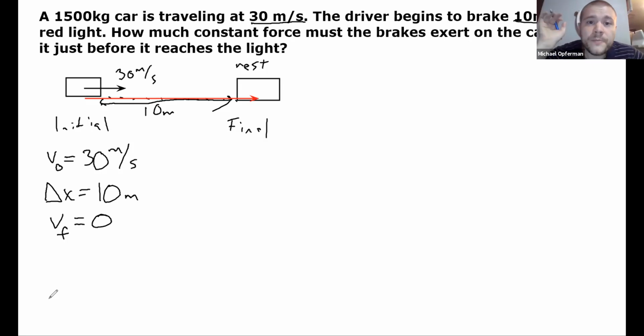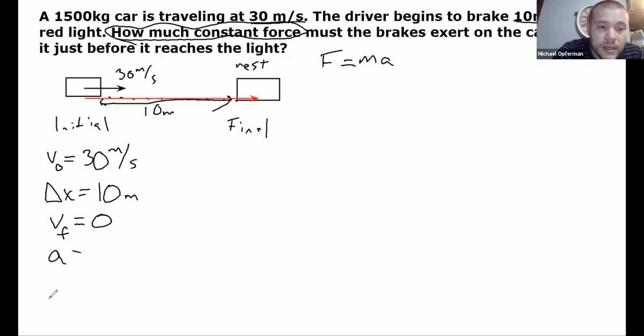Step 4, what is my unknown that I'm solving for? Okay, so what I want is how much constant force has to be applied to the car. So force is not one of the kinematic variables, so that might confuse me for a second. But then I say to myself, wait a minute, F equals ma. So if I can find the acceleration, I can find the force. So that means my unknown is going to be the acceleration.